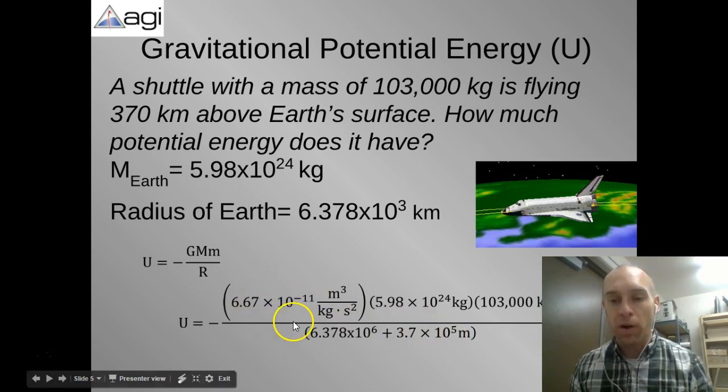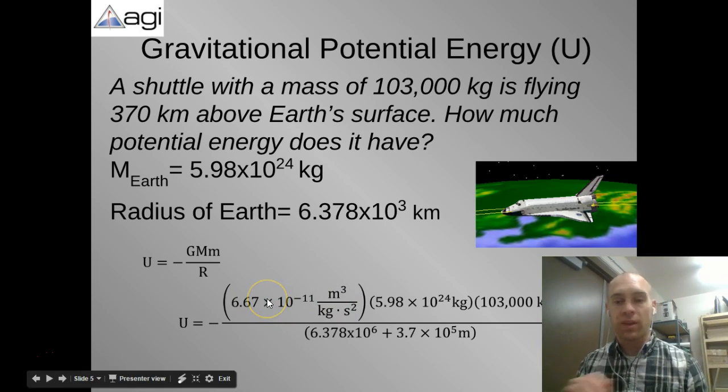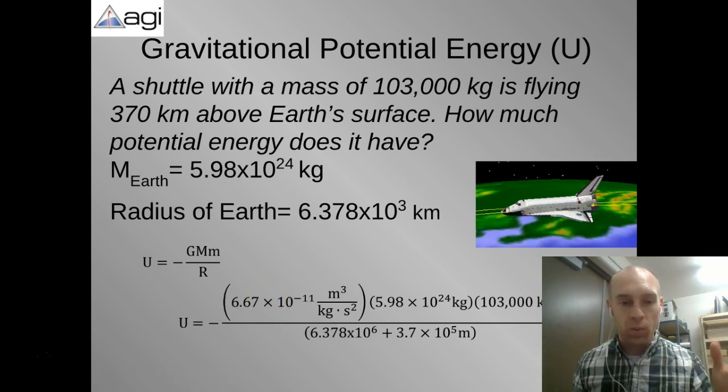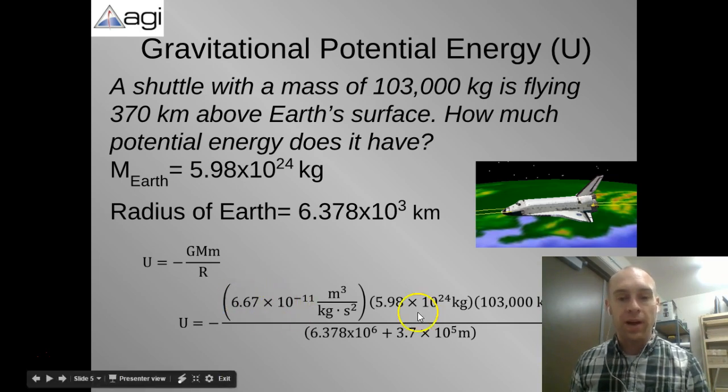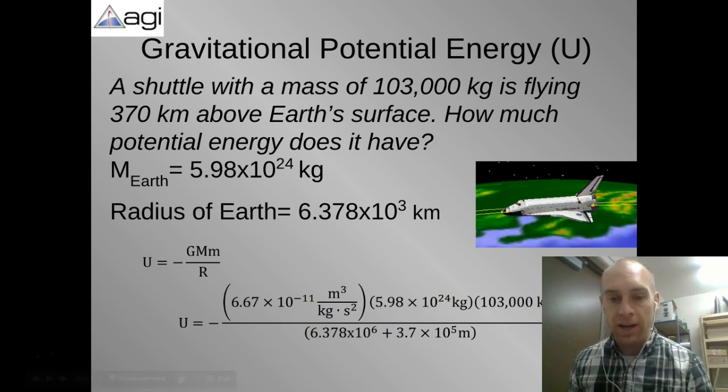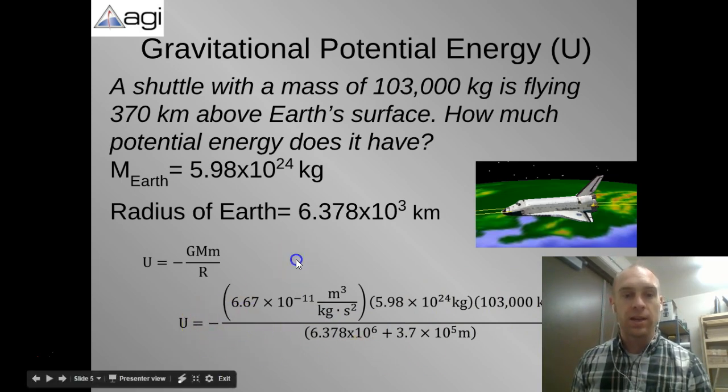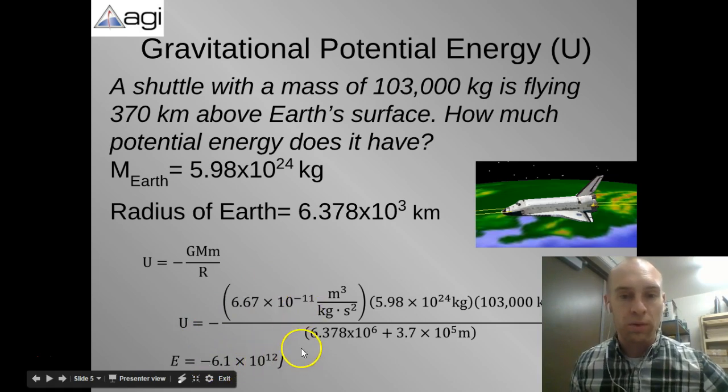So the hardest part about these problems is most people just try to type them all in at once and then push enter and then just hope. That's not going to work. You're better off finding the numerator, writing down the answer to that, finding the denominator, writing down the answer to that, dividing them, and then don't forget the sign. The sign is important. So what you should end up with is a negative 6.1 times 10 to the 12 joules. That's how much potential energy this thing has.